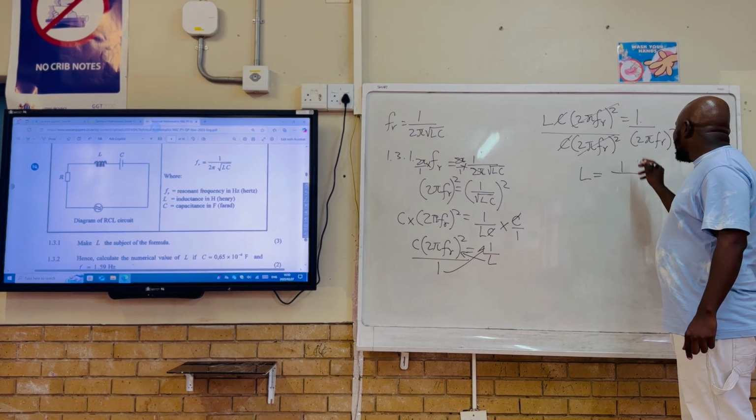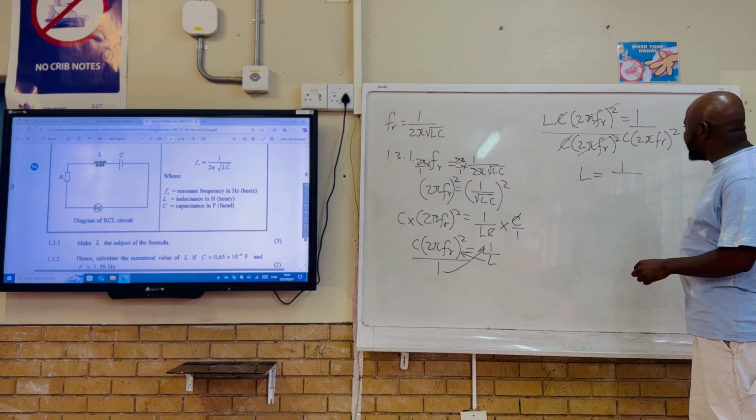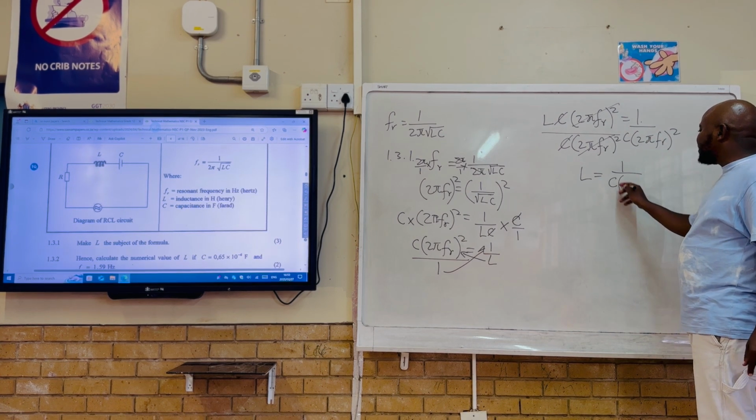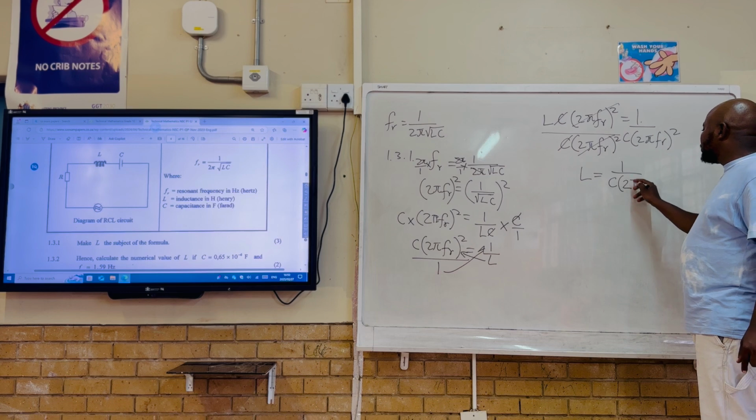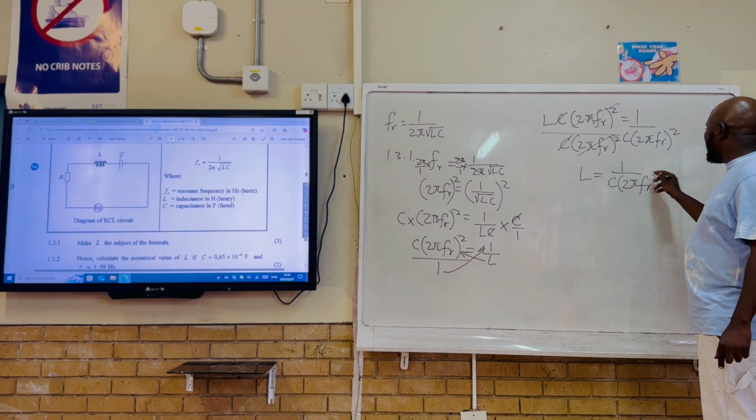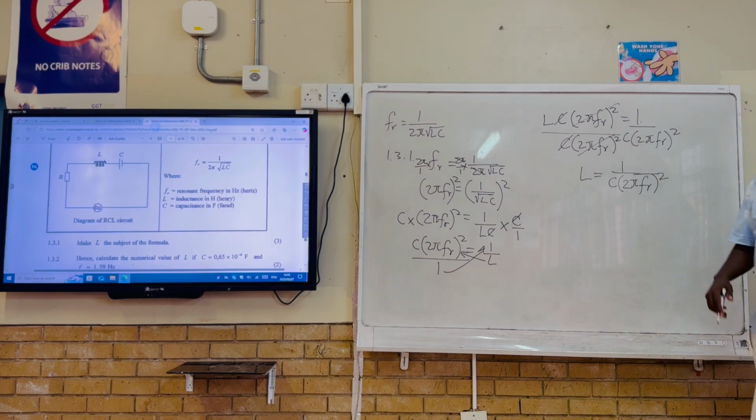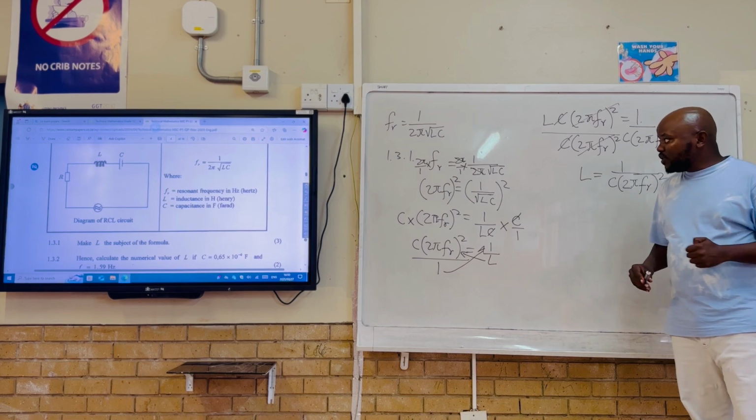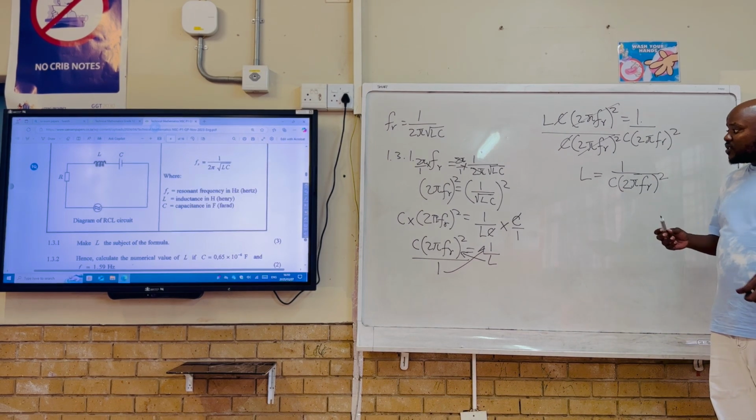The inductance now will be equal to 1 divided by, we are still having our C inside there, 1 divided by capacitance multiplied by 2 pi frequency all squared. Are we together? So we've made L the subject of the formula now.